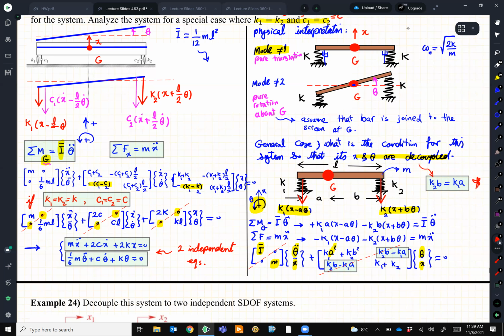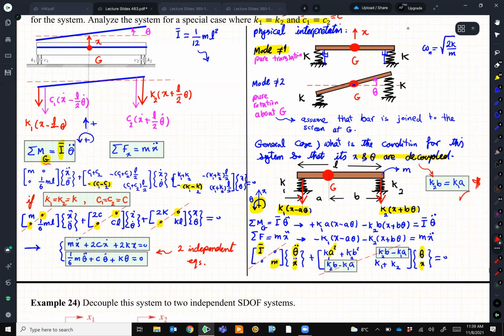Let's say I move point G up and release it. It's just going to go up and down, no rotation at all. So I repeat it again. When I have this condition, K1A is equal to K2B, it means X and theta are decoupled. They are not going to interfere with each other.